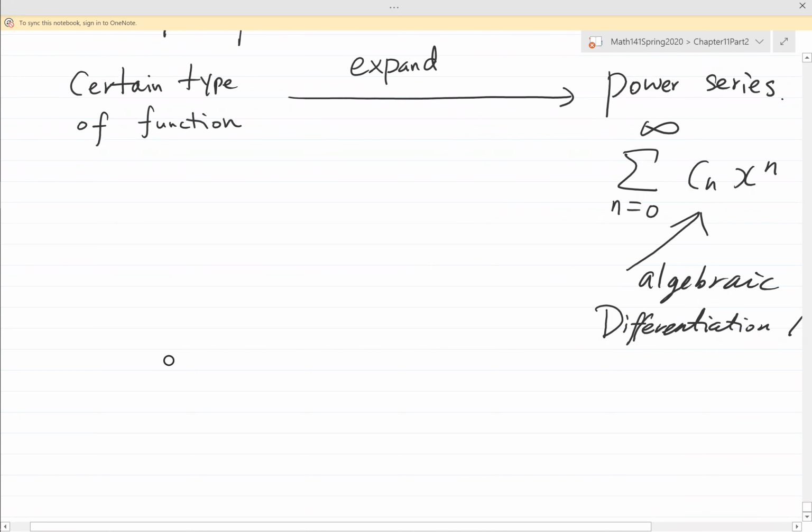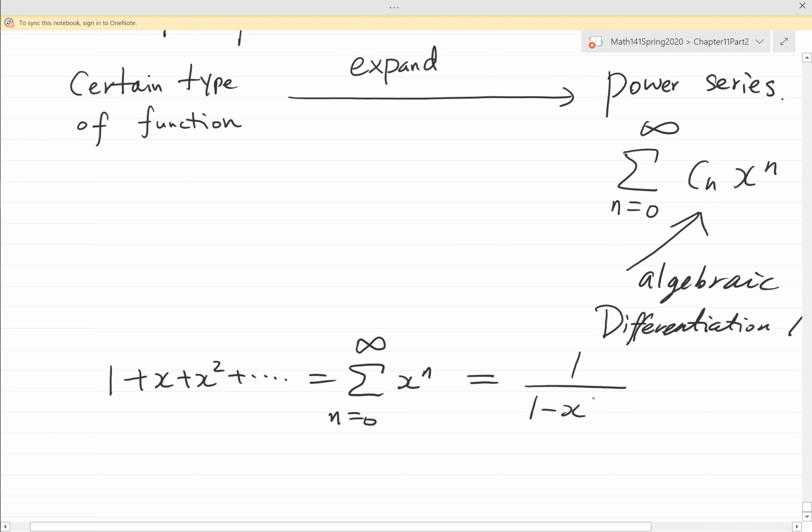So this is really good once we have a power series. For instance, the examples that we did already: 1 plus x plus x squared, et cetera. This is the sum of powers of x. Now by the geometric series, this is y over 1 minus x, where y is the first term.